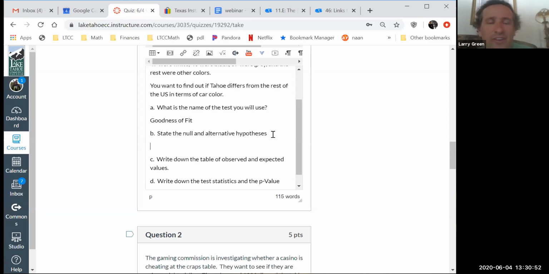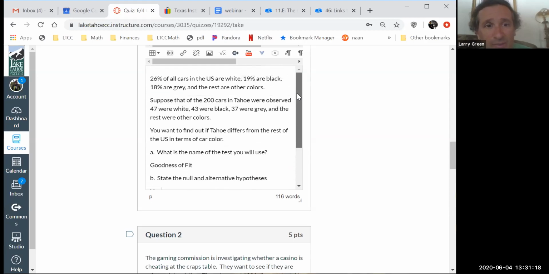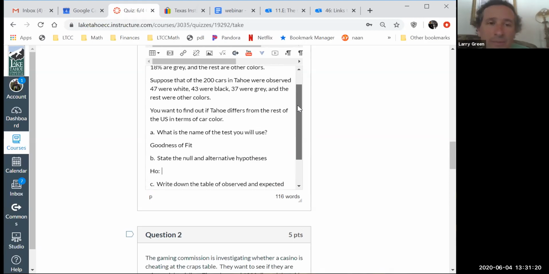State the null and alternative hypotheses. So what I mentioned 2 days ago, there must be a specific word in the null and alternative hypotheses when you're doing goodness of fit. What word must be there? Distribution. Okay. For goodness of fit, you must have the word distribution. So H naught. Now what we're looking at is the distribution of car colors.